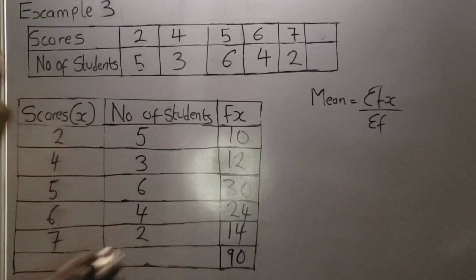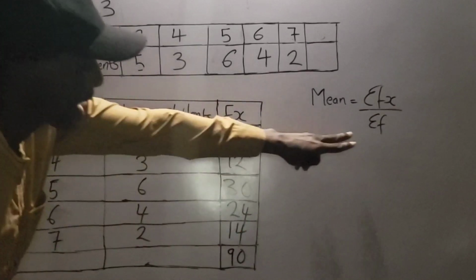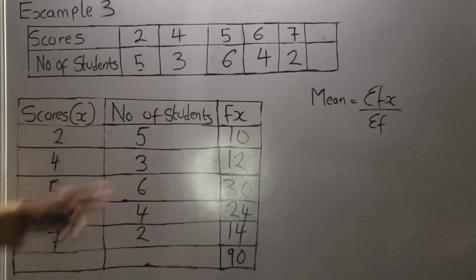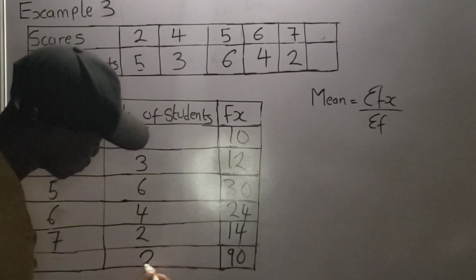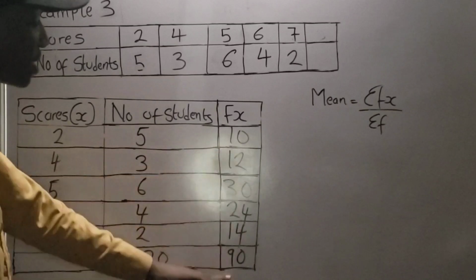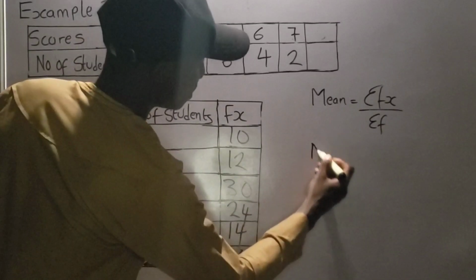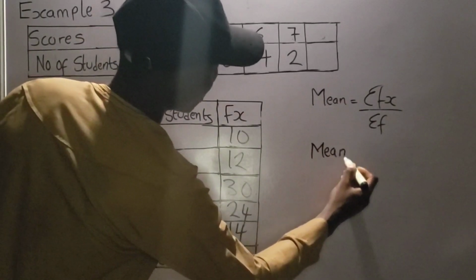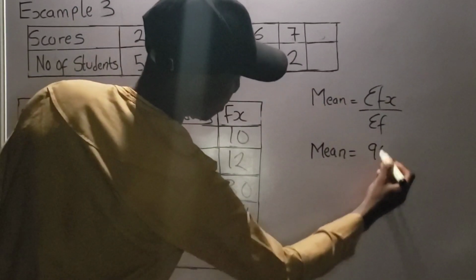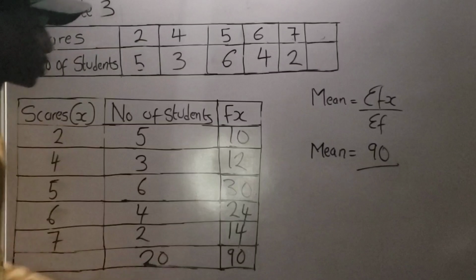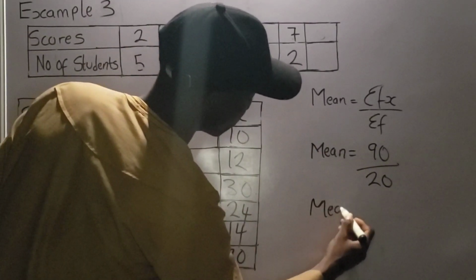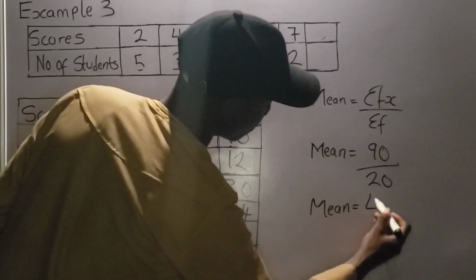90. Now, according to the formula, I still also need to take the summation of all the values of f. So if you add all these values together, you are going to get what? 20. So summation f is 20, while summation fx is what? 90. So the mean of this frequency distribution can be calculated as what? Summation fx, which is 90, all over summation f, which is 20. So the mean of this frequency distribution is what? 4.5.